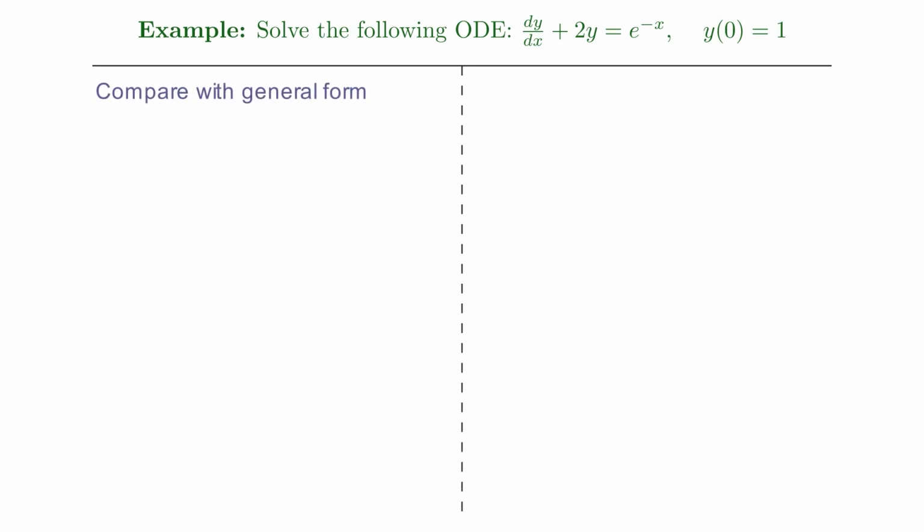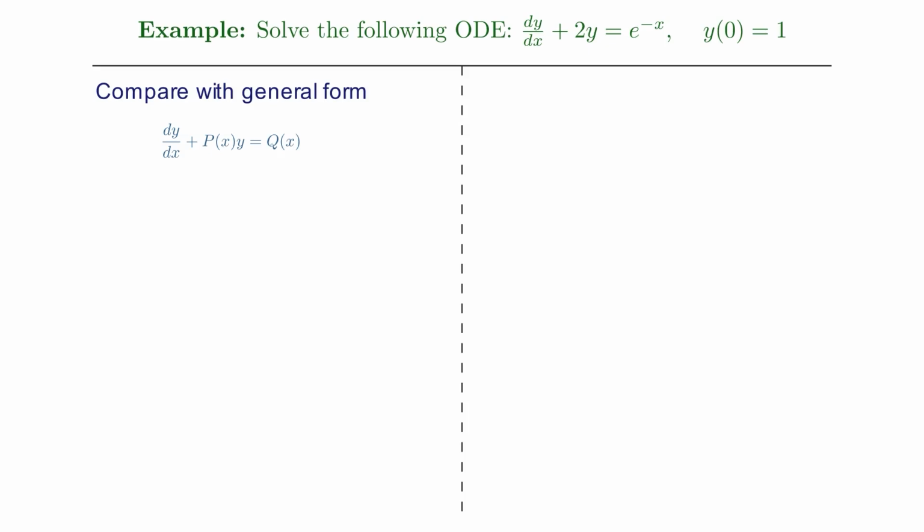The first step is to compare this with the general form that we need for using the integrating factor. Is it in the form dy/dx plus some function of x times y is equal to another function of x? If it's not in this form, we'd first have to rearrange the equation to get it into the correct form. For example, if we had a coefficient for dy/dx, we'd have to divide by that first to make sure that the coefficient is 1 and it's in the exact same form.